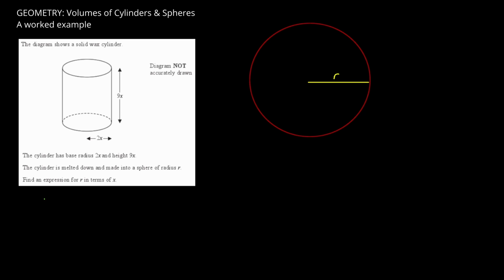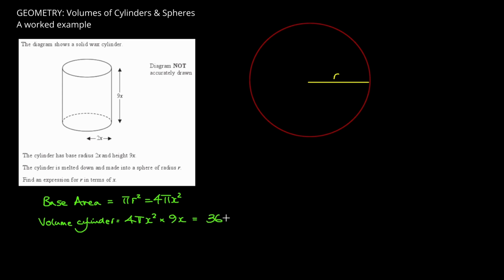So we can first of all say that the base area equals pi r squared, which in our case is equal to pi multiplied by r squared, which is 4x squared. And if you now just multiply this base area by the height, we will get the volume. So the volume of the cylinder equals 4 pi x squared multiplied by 9x. And simplifying a little bit, we've got 36 pi x cubed.